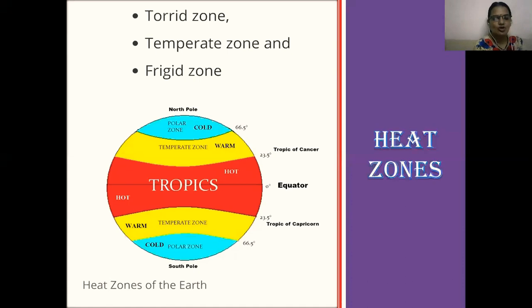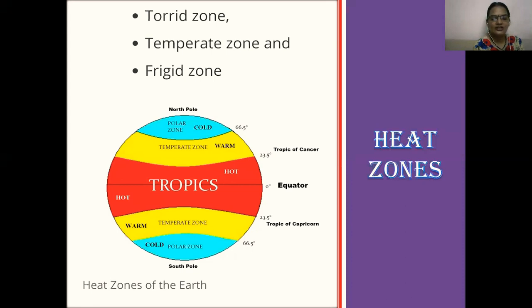Now the last zone is the frigid zone, students. Frigid means very cold. The areas on the earth lying between the Arctic Circle and the North Pole in the northern hemisphere and the Antarctic Circle and the South Pole in the southern hemisphere are the two frigid zones on the earth. The sun never rises above the horizon in these areas. The rays fall extremely slanting and do not carry much heat. These regions remain very cold throughout the year.